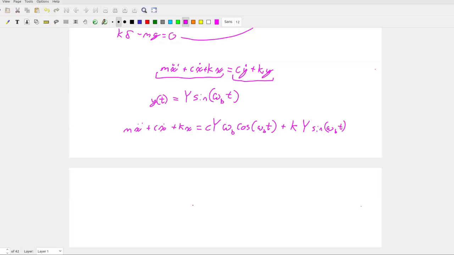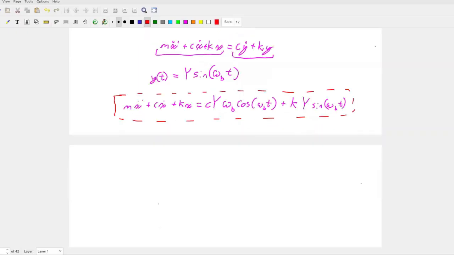You don't write much down, so write this down. That is the equation of motion for a base excited system, 1 degree of freedom with stiffness and damping. Okay.